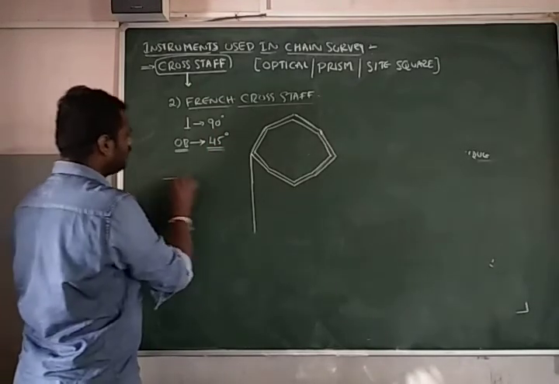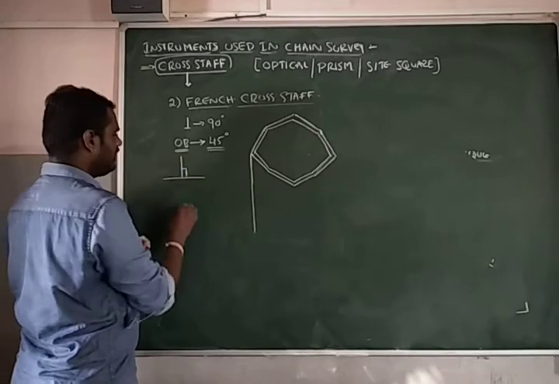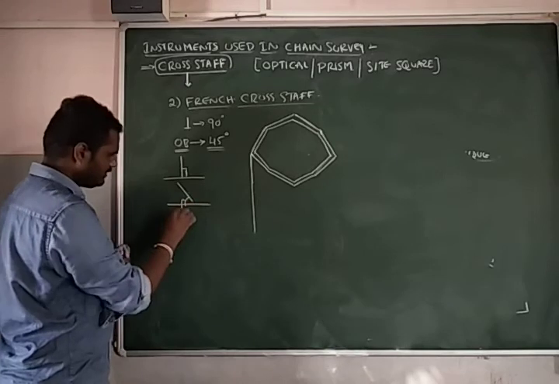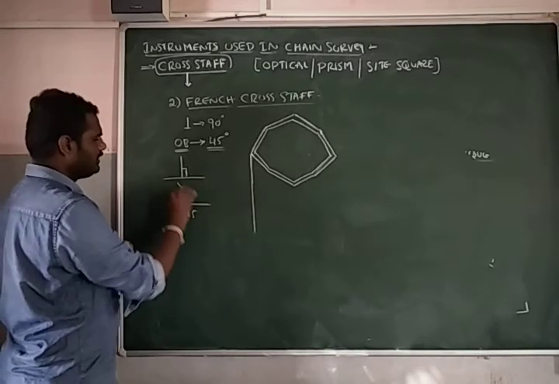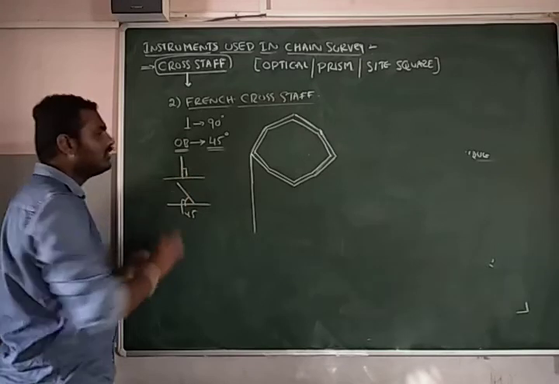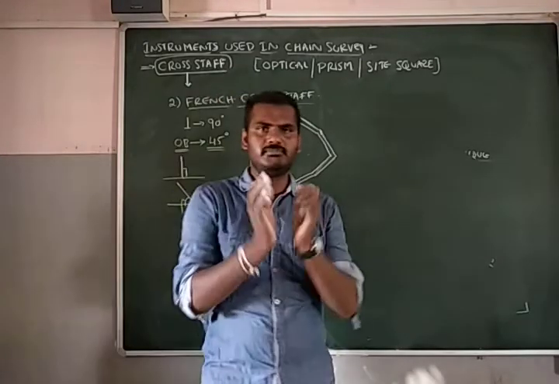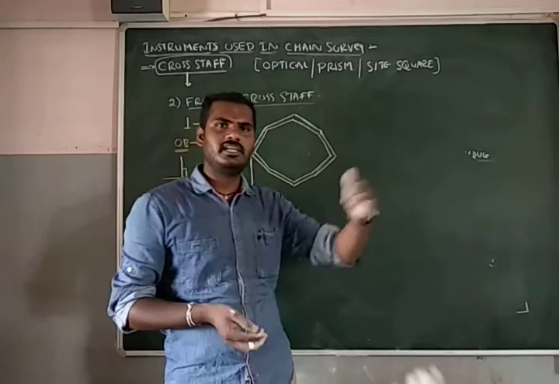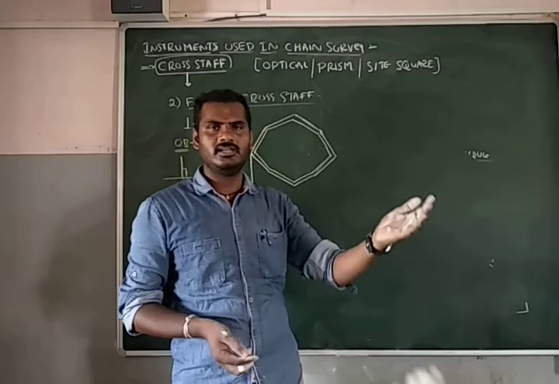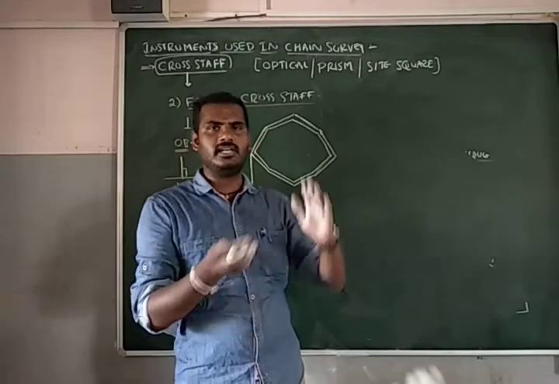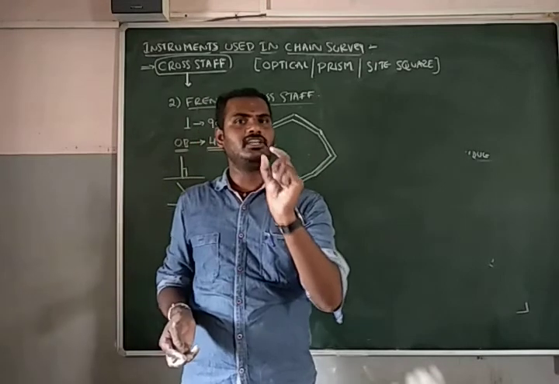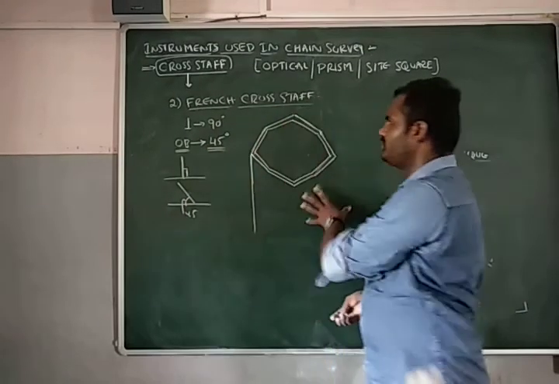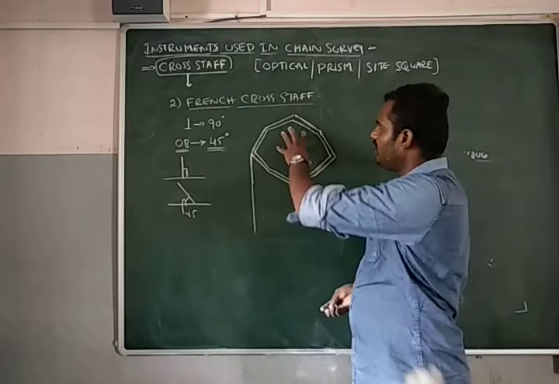So suppose you want to erect 90 degrees, as well as there may be a possibility you can also take a 45 degree offset. So this is one offset, this is one offset. Wherever there is a need in a simple chain survey to set out two different offsets, for suppose at 10 meter distance you want a perpendicular offset, and at another distance you want some incline, and that inclination is equal to only 45 degrees, in such particular conditions, the French cross staff is utilized.